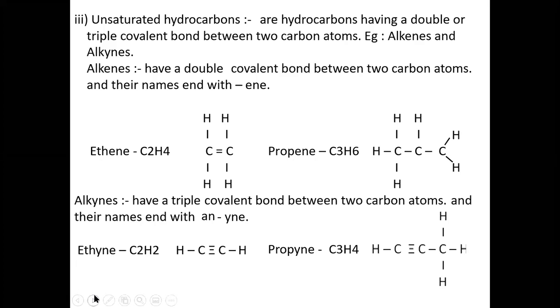Other is alkynes. Alkynes have a triple covalent bond between two carbon atoms and the name ends with YNE. If a triple bond is there, then we will use YNE. For example, ethyne, the name ends with YNE and the molecular formula is C2H2. Here, a triple bond is there. Another is propyne, C3H4, the name ends with YNE and a triple bond is there.